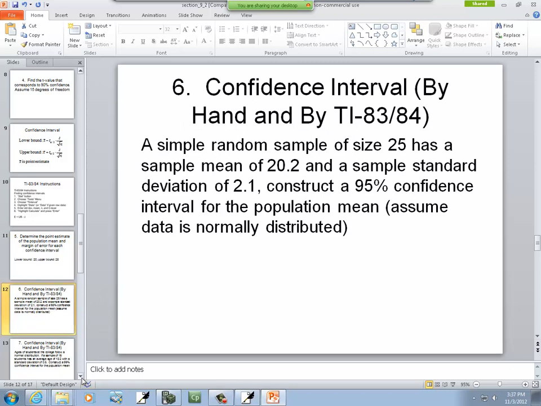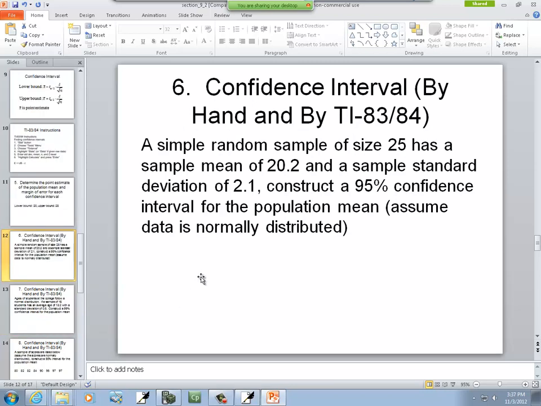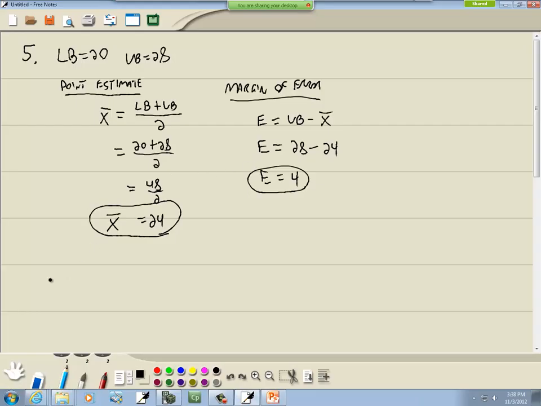Well, this next problem is asking us to actually find the confidence interval by hand and then by TI-83, TI-84. So we'll do it both ways so you see both forms of this. Now, first problem here says a simple random sample of size 25. Let me do this by hand first.